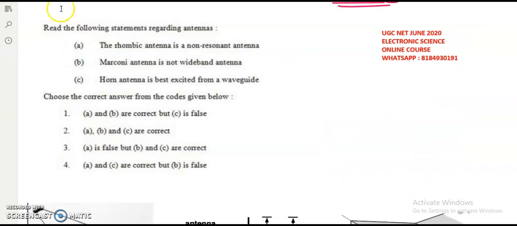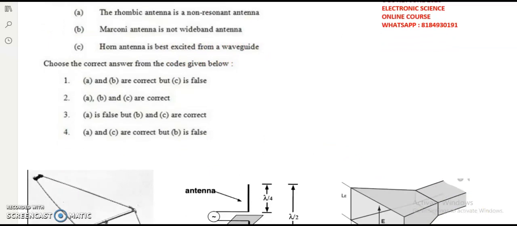And coming to the next question: read the following statements regarding antennas. The rhombic antenna is a non-resonant antenna, and the Marconi antenna is not a wideband antenna, and the horn antenna is best excited from a waveguide. So, of course, here all the three options are correct.